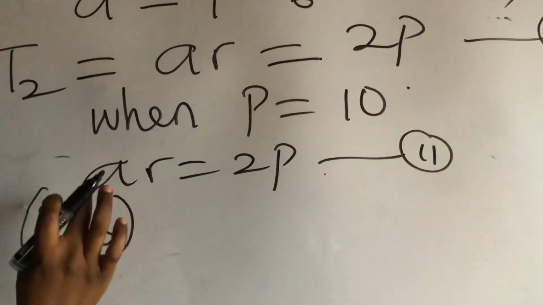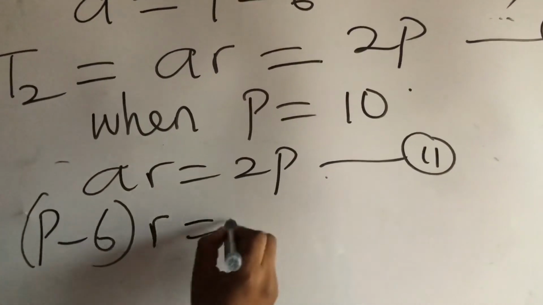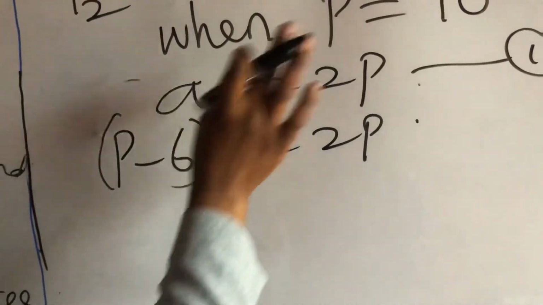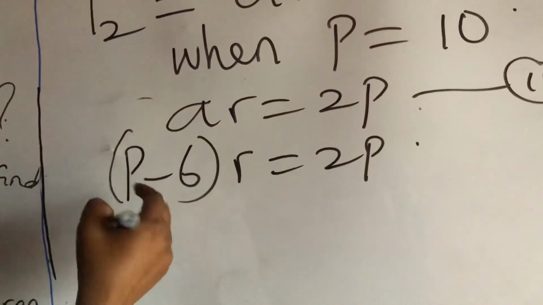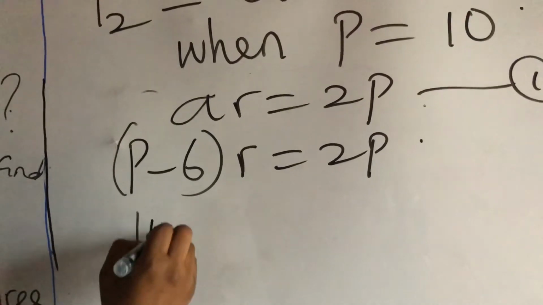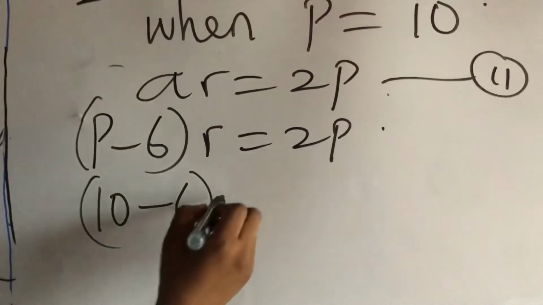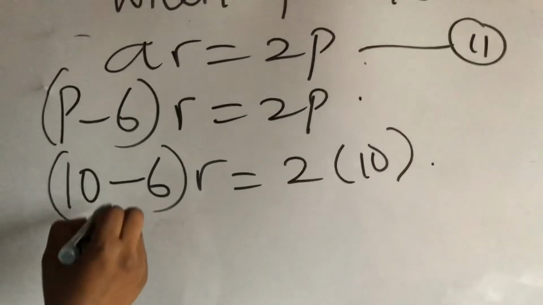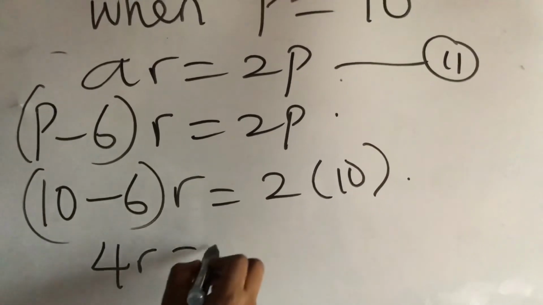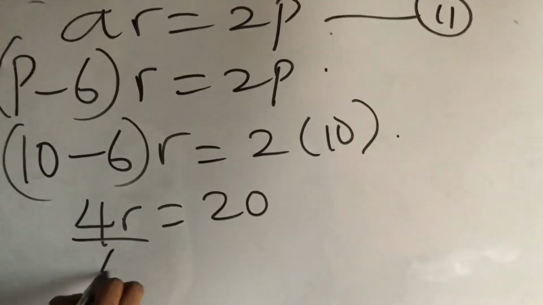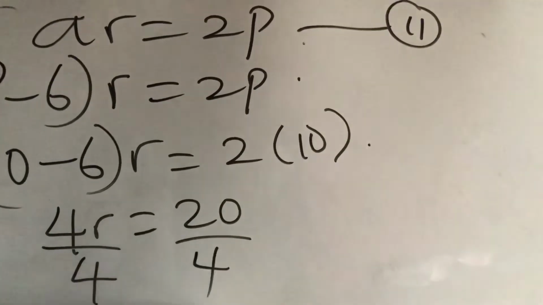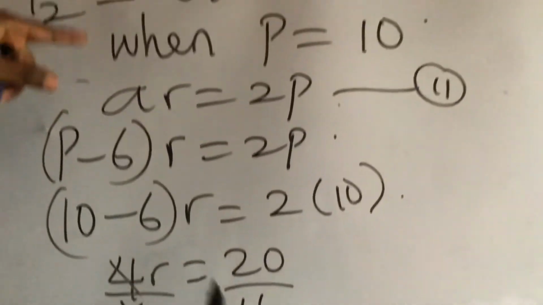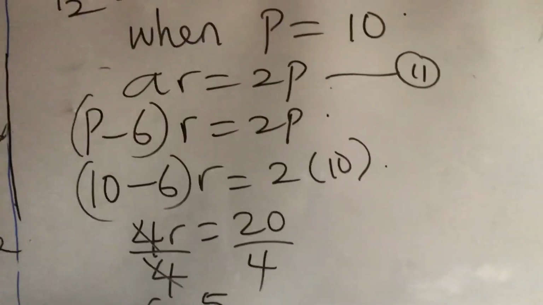Let's substitute the value of a first. Multiply by r is equal to 2p. So let's substitute the value of p, that is when p is equal to 10. So wherever we see p, we are going to put 10. 10 minus 6 multiplied by r is equal to 2 multiplied by 10. So we have 4r is equal to 20. Dividing both sides by 4 gives, this cancels this, r is equal to 5. So when p is equal to 10, r is equal to 5.